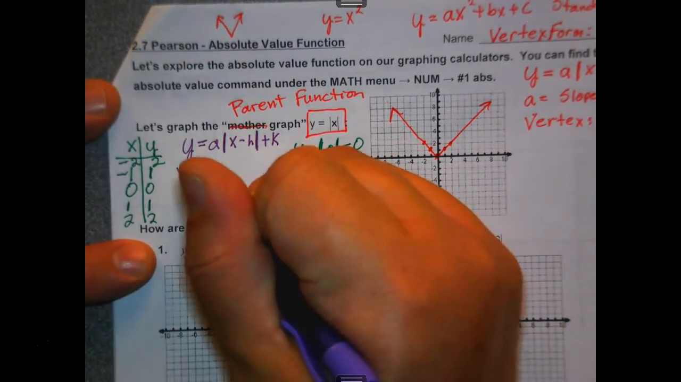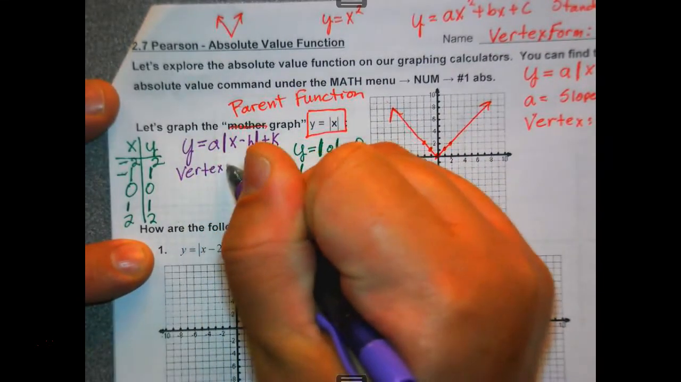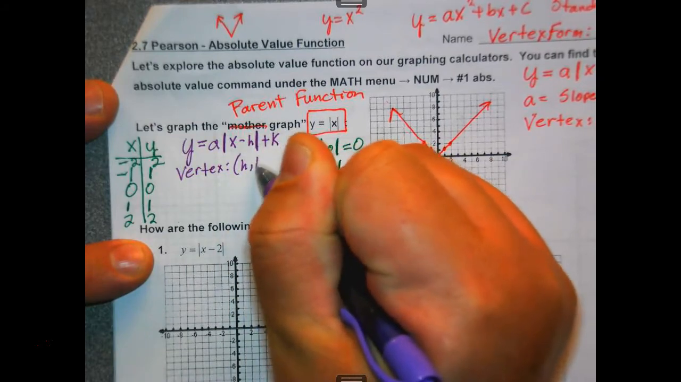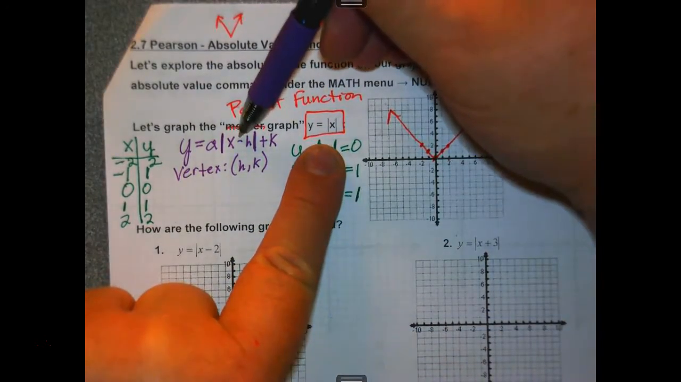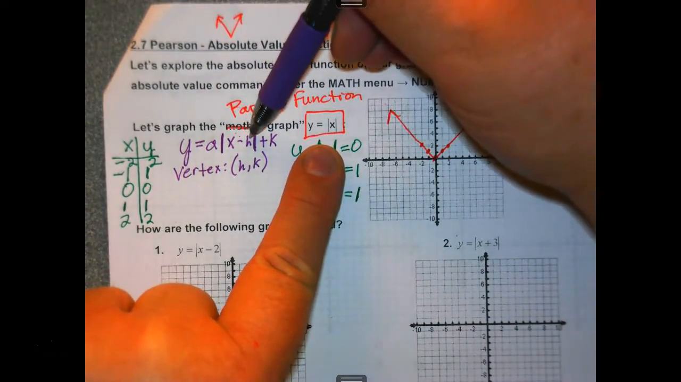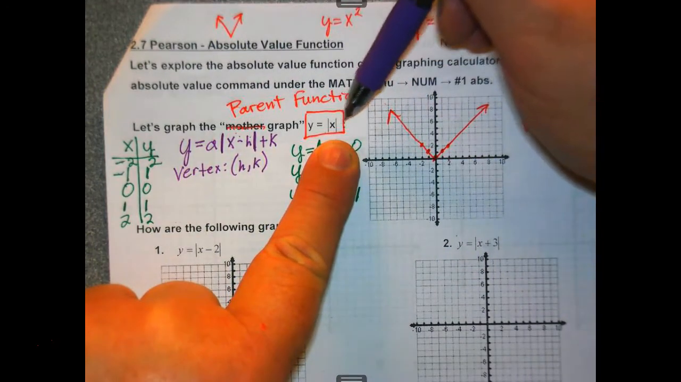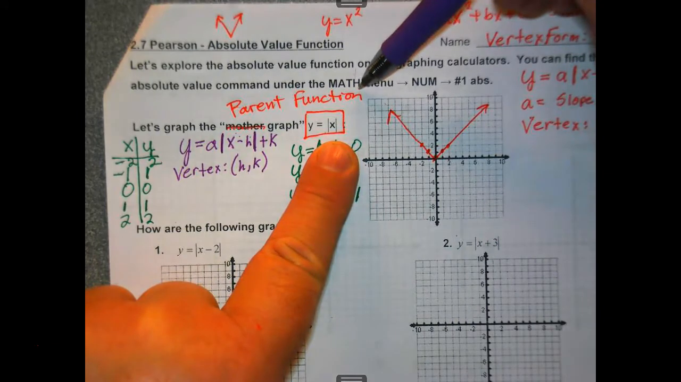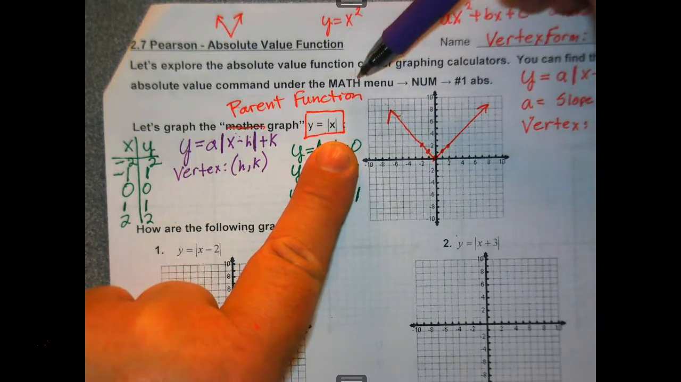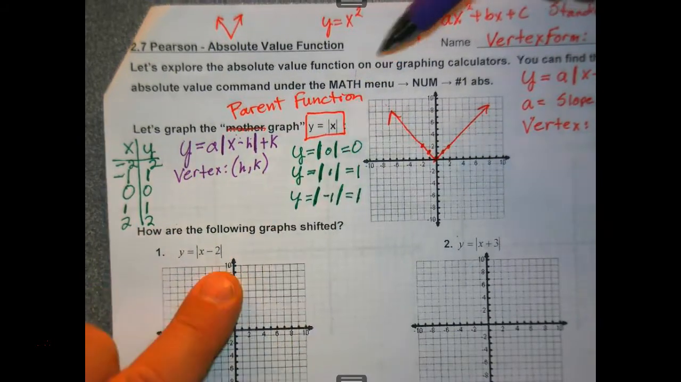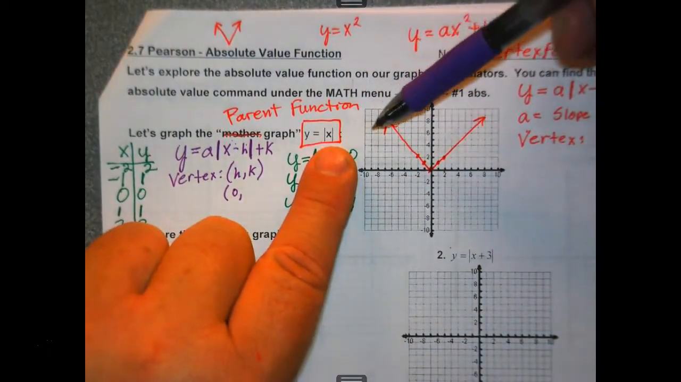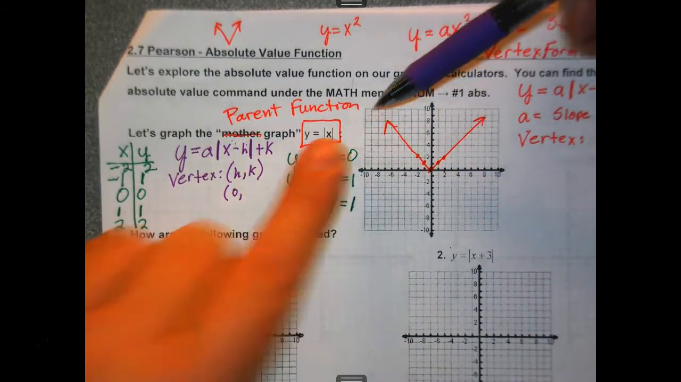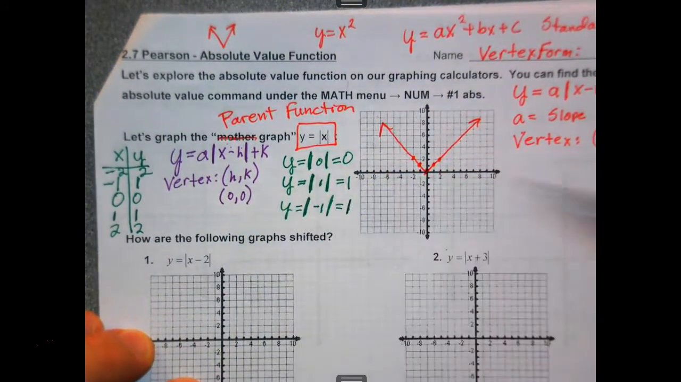What's my vertex? It's h, k, right? What am I adding? So this looks like inside the absolute value bars, I'm subtracting h. What am I subtracting inside my absolute value bars in the absolute value of x? What number can I subtract without changing x? 0. Okay. What number am I adding outside the absolute value bars? 0. So there's my vertex, 0, 0.